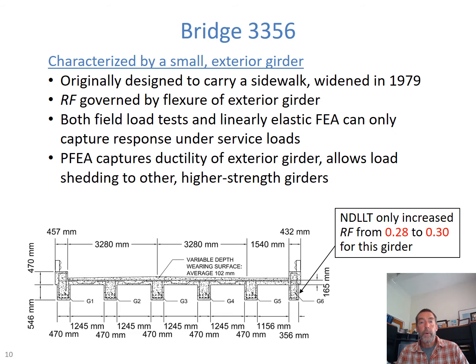And the rating factor for that bridge was governed by the strength of that lighter exterior girder. When we field load test it, or we conduct linearly elastic FEA, we capture the response under service loads, they still predict that that girder is going to fail at a very low load. And that's because they're extrapolating that linearly elastic service load response. With PFEA, we simulate that bridge, we capture the true ductility of that exterior girder. As it deforms, it will shed load to the other stronger girders on the interior, and the bridge as a whole has sufficient capacity. And hence the higher rating factor for this bridge.